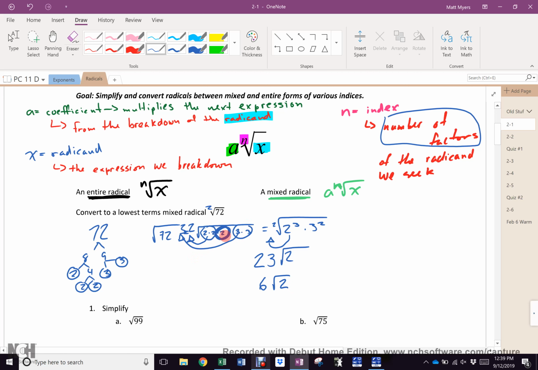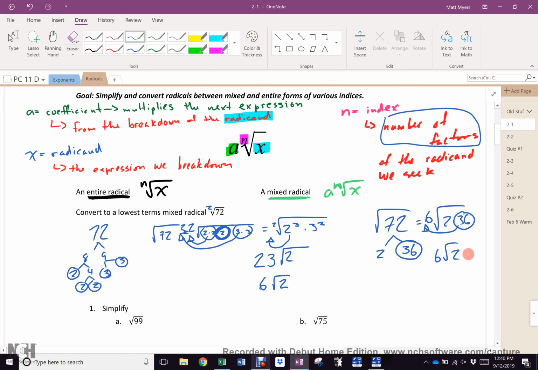Now, the shortcut is this. Since I am seeking a square root, any time I can break my radicand down into a perfect square, I can stop. Because the square root of 72 is the same as the square root of 2 times 36. What is the square root of 36? So what comes out? 6, and what stayed there? 2. So if you can find a perfect square, you can stop. But only if you know your perfect squares. Okay?